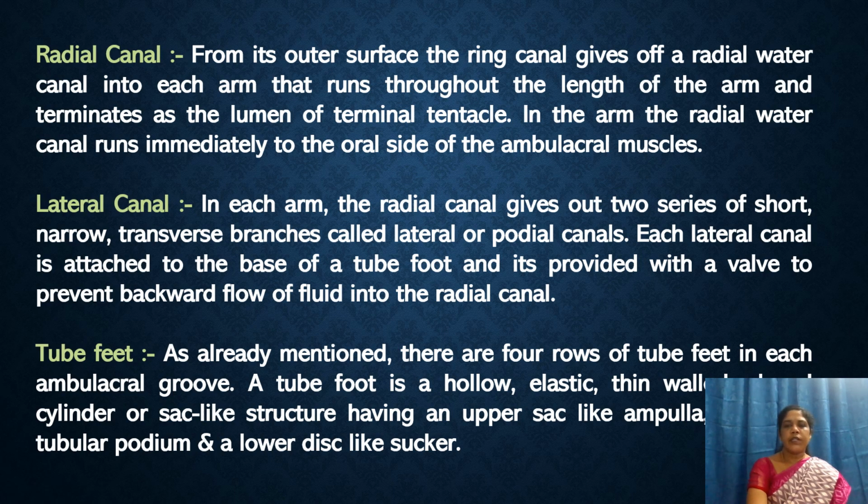As already mentioned, there are four rows of tube feet in each ambulacral groove. A tube foot is a hollow, elastic, thin-walled, closed cylinder or sac-like structure having an upper sac-like ampulla, a middle tubular podium, and a lower disc-like sucker. So the tube feet are the chief locomotory and respiratory organs of Asterias.